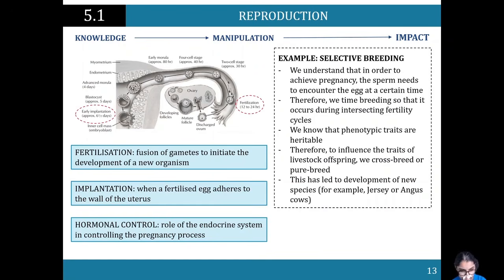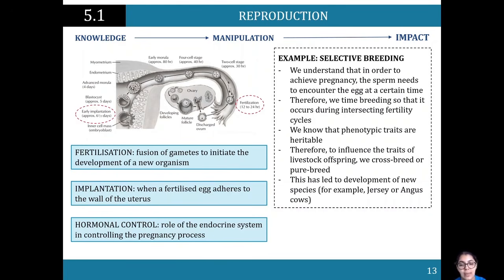What we do is that we know that in order for pregnancy to occur, the sperm needs to encounter the egg at a certain time. And in order to achieve that, we time breeding so that it occurs during the intersecting fertility cycles. We do that because we know that the phenotypic traits, for example, of two different organisms are heritable, so they will be passed on to the offspring. And so to influence the traits of the livestock offspring, we either crossbreed or we purebreed.